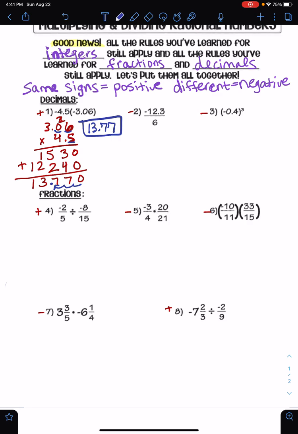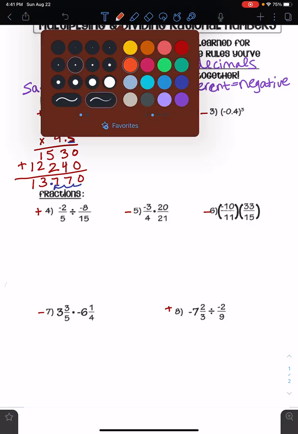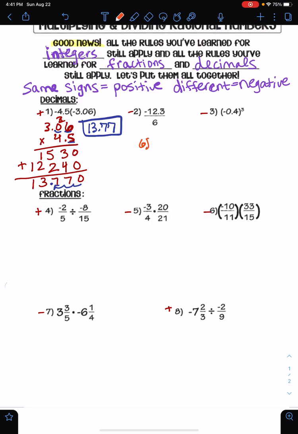For the next one, let's get another color here. I'm going to divide 6 into 12.3. 6 goes into 12 twice. So we'll bring down the 3. It does not go into 3, but if we put another 0 there, it's going to go in 5 times. And my answer is negative because I had that negative divided by a positive.